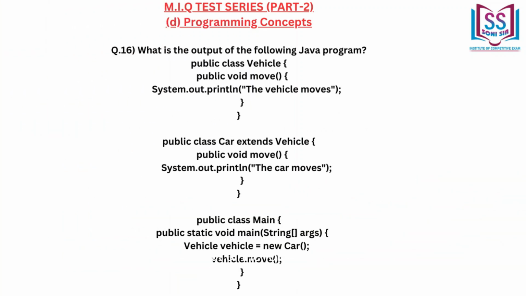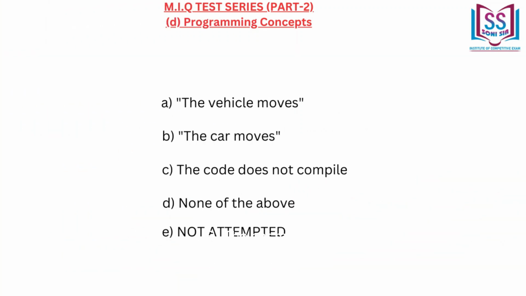What is the output of the following Java program? A. The vehicle moves. B. The car moves. C. The code does not compile. D. None of the above.